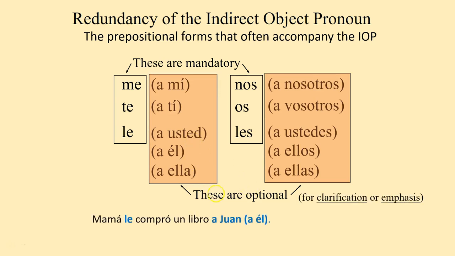Mamá le compró un libro a Juan. Le is clarified by adding a Juan, or could also be a él. Mamá me compró un libro a mí. A mí is added to this sentence and used only for emphasis.